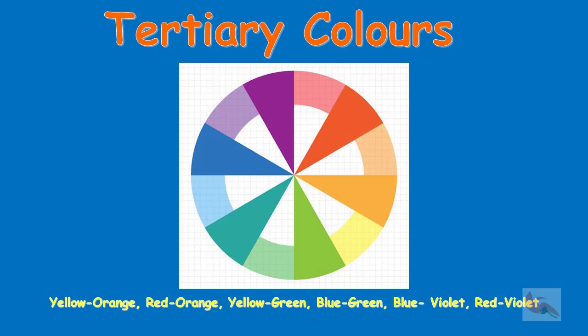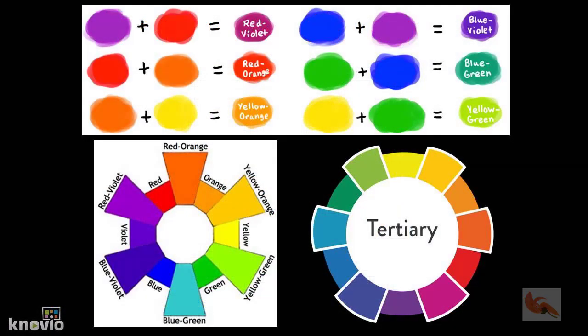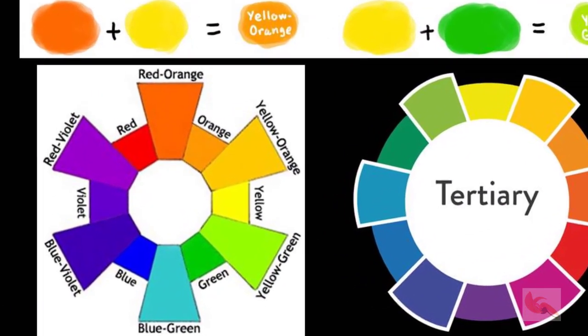And tertiary colors are those you get by mixing a primary and a secondary color. In other words, when you change the ratio of two primary colors, one about 75 and the other about 25, you get a tertiary color.